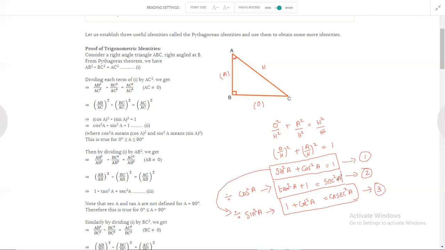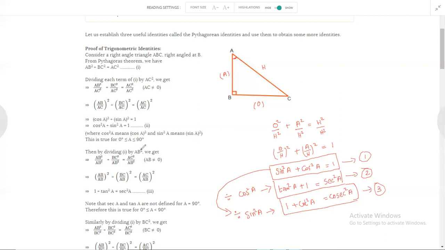Second one is sec square A equal to 1 plus tan square A. And third one is cosec square A is equal to 1 plus cot square A. Same thing is explained here, dividing each and every term by the hypotenuse square, that is AC square, we will be getting like this, which is sine square A plus cos square A is equal to 1.